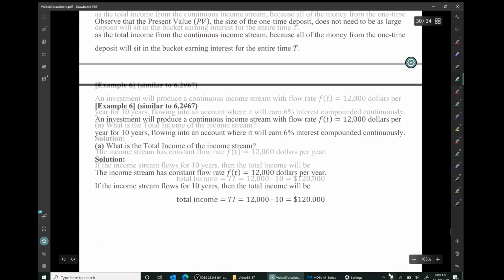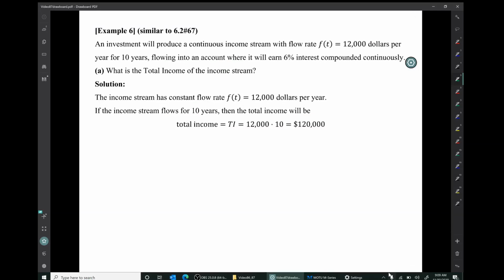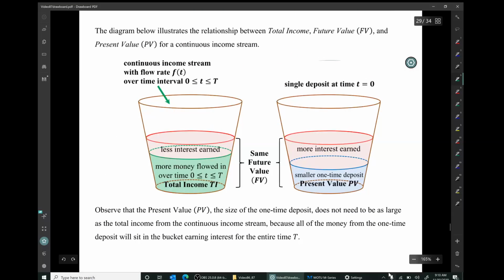So here's our final example for the video. This is similar to one of your homework problems. An investment will produce a continuous income stream with flow rate f of t is $12,000 per year for 10 years, flowing into an account where it will earn 6% interest compounded continuously. So question A is, what is the total income of the income stream? So this is asking, what is this green amount?